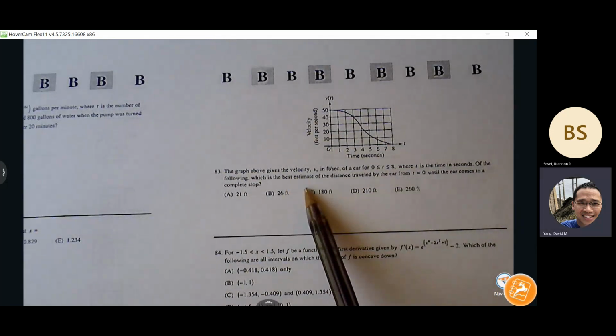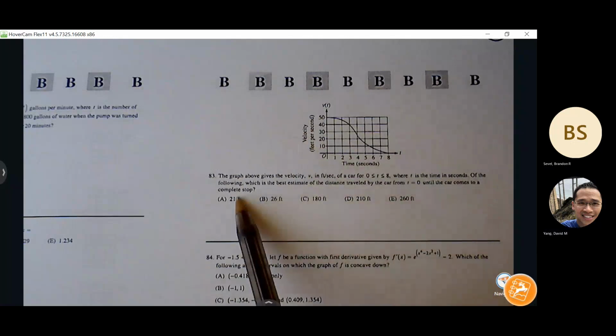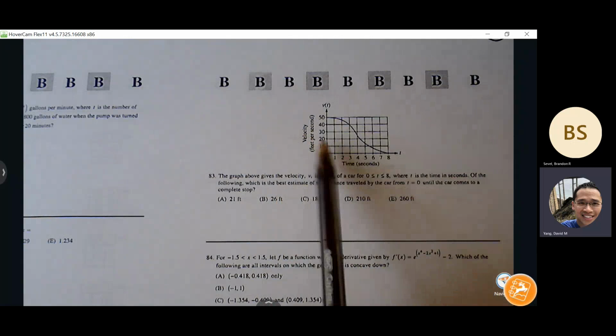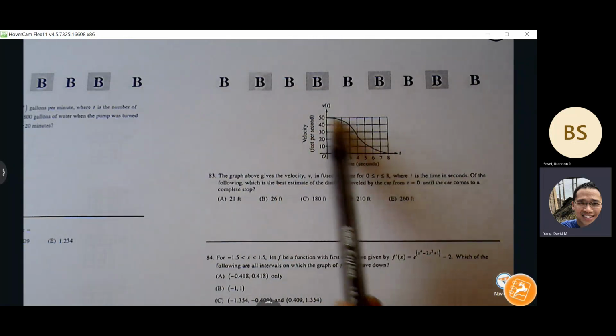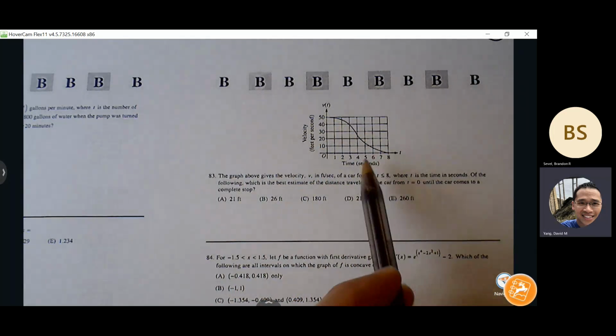All right, so the graph here gives the velocity function. What's the best estimate of the distance traveled by the car? So you know that distance is the area under the velocities. Displacement is the integral of velocity.